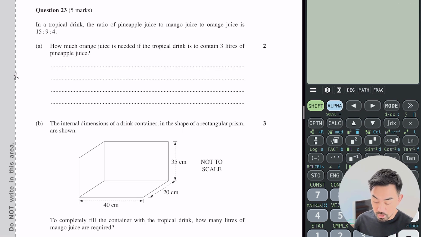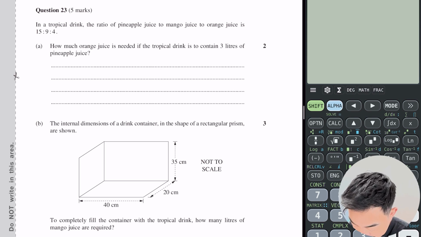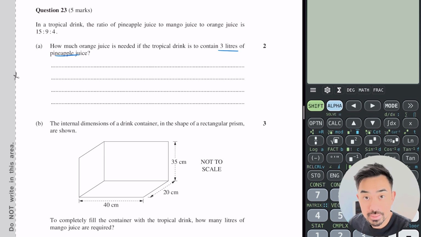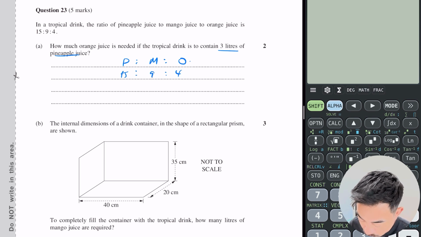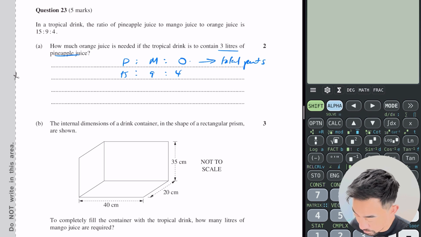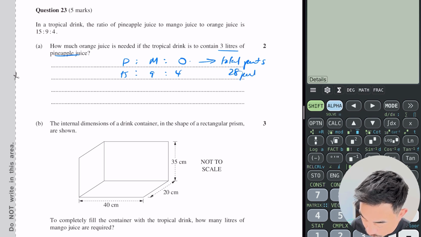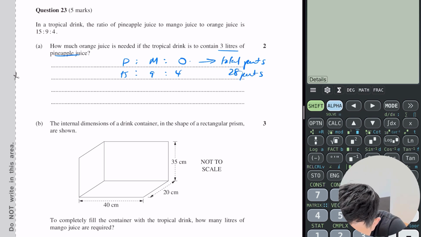All right, 23. In a tropical drink, the ratio of pineapple juice to mango juice to orange juice is 15 to 9 to 4. How much orange juice is needed if the tropical drink is to contain 3 liters of pineapple juice? Okay, so what do we have? We've got pineapple, mango, and orange making up 15, 9, and 4. So what's the total parts? I just like working that out at the start. 15 plus 9 plus 4. That's 28 parts.